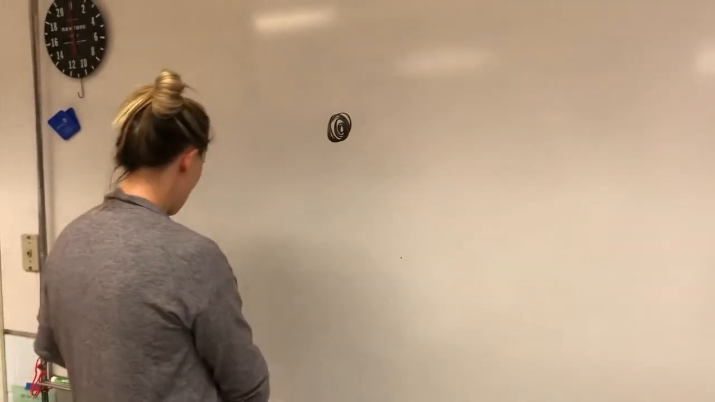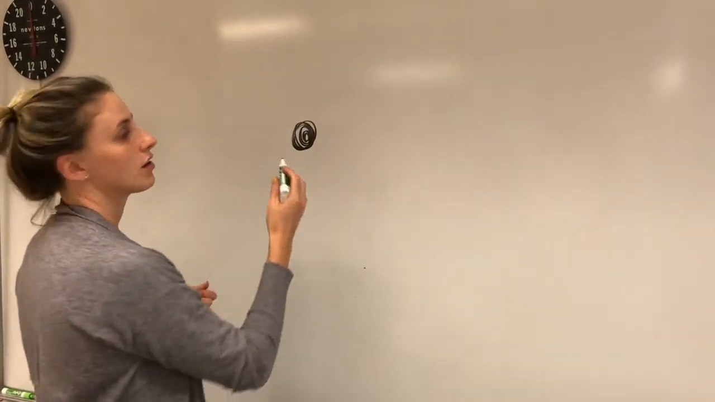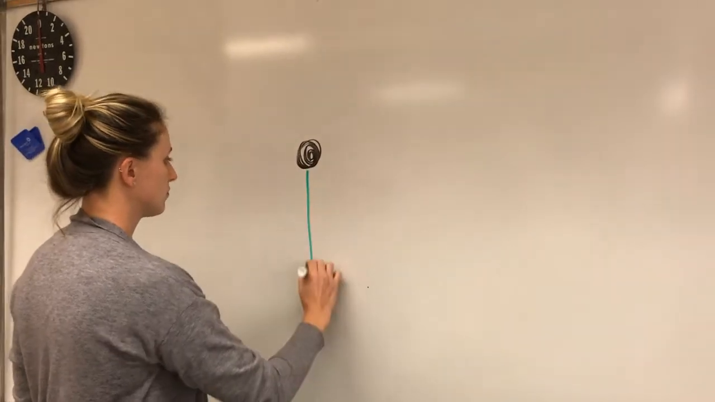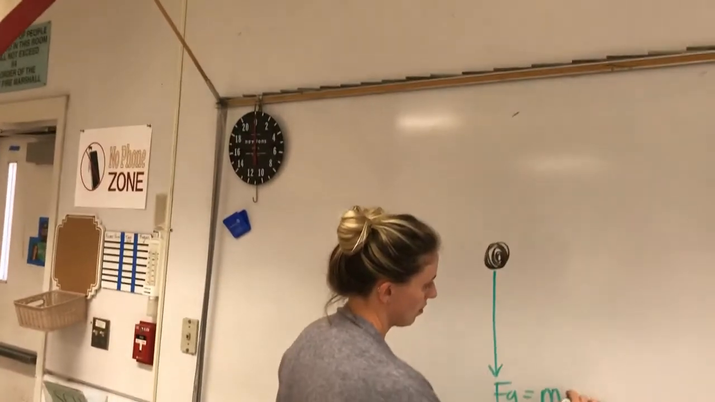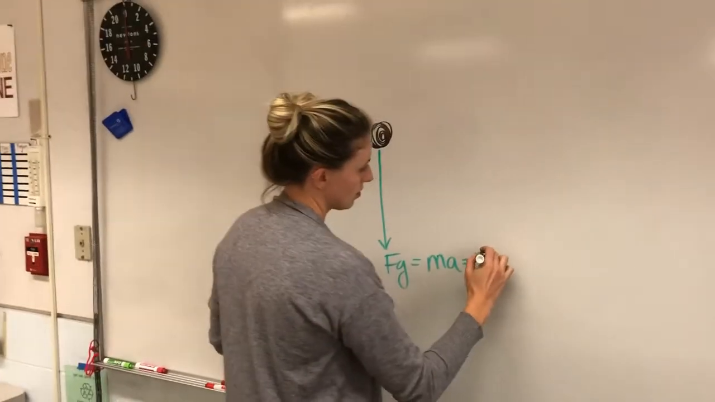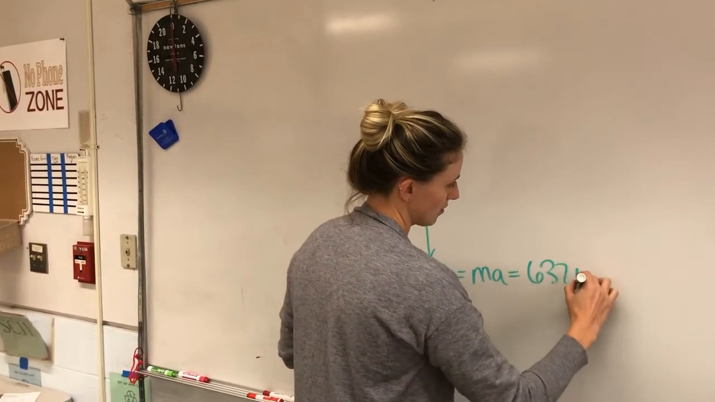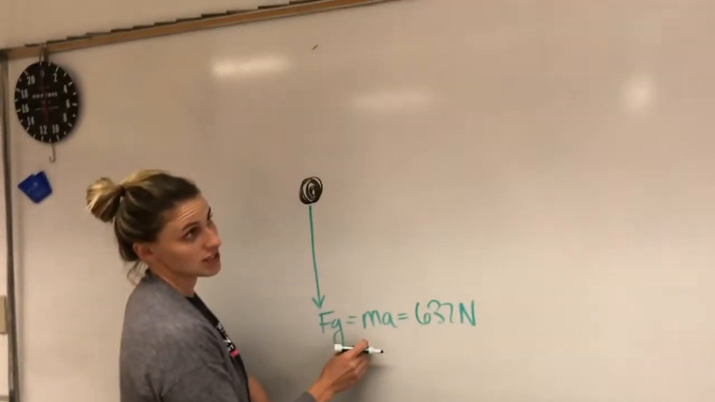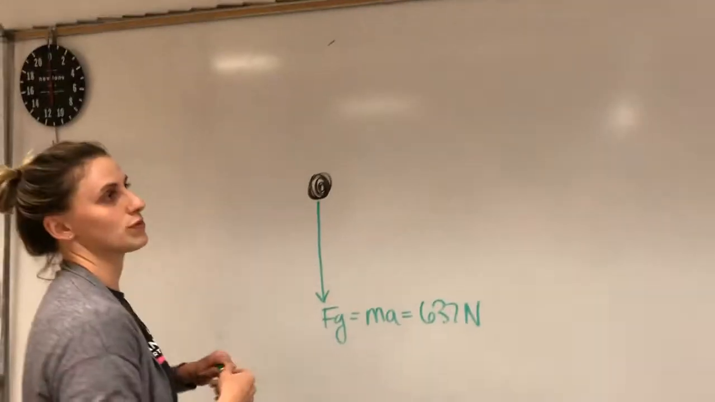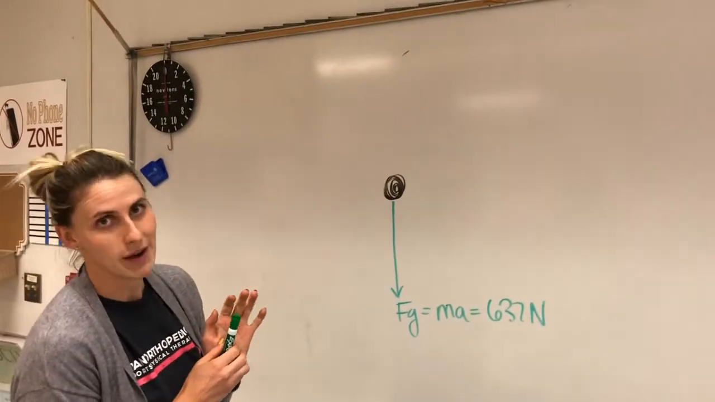The first thing I'm going to do is the force of gravity. That's 637 newtons. We got that earlier. If you forgot, it's just 65 times negative 9.8 meters per second squared. You better not have forgotten. Okay, what else?